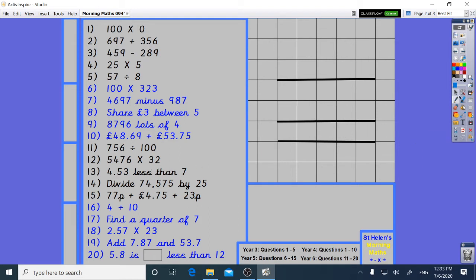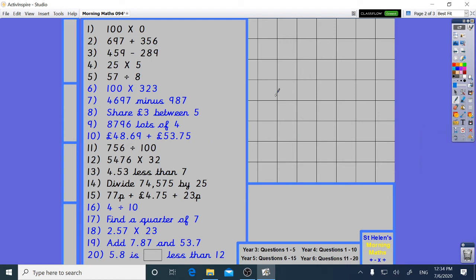4.53 less than 7. In all honesty, this is quite a nice one because you can either count up or you can imagine it's 453 less than 700. What do we do? Well, I'll put it down here. 4.53. Okay, if I add on to here and it was 453, what would it need to make 500? It needs 7 to make the 60, 47, so it's 47. That would make 500. I'm going up to 700. So it becomes 2.47 is our answer.